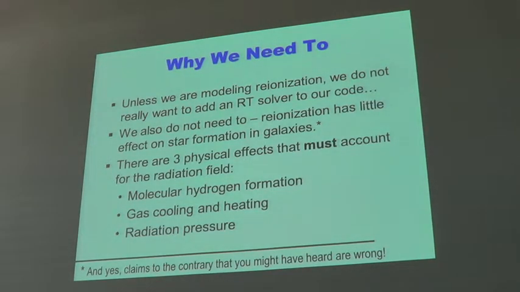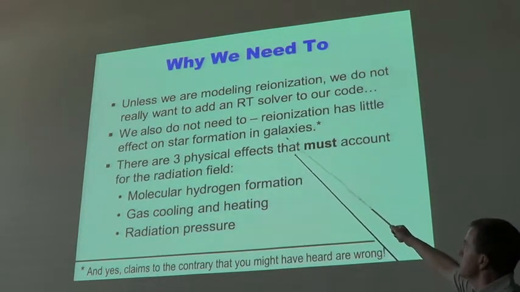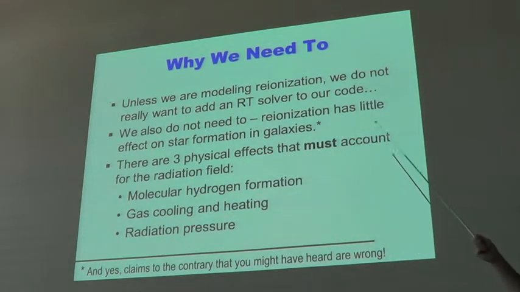Unless we're trying to model something where the radiation field is actually the main player, we don't want to include an RT solver in the code, because RT solvers are quite expensive. Photons move at the speed of light, unfortunately, so it makes time steps very short. It turns out that we also do not need to, because if we don't want to study reionization, reionization by itself doesn't affect star formation in galaxies.